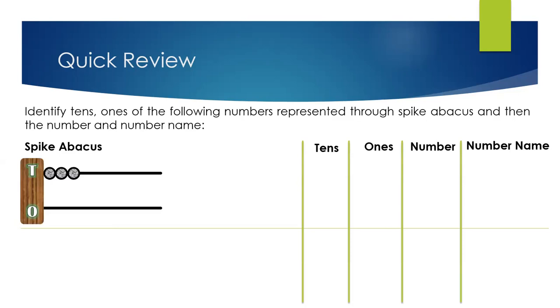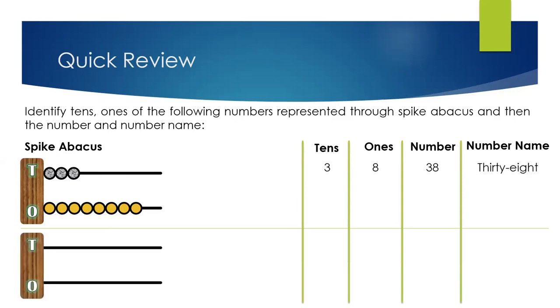Here we are having our first spike abacus. Here we are having three tens. And how many ones are there? 1, 2, 3, 4, 5, 6, 7, 8. 8 ones. 3 tens and 8 ones forms the number 38. 38.